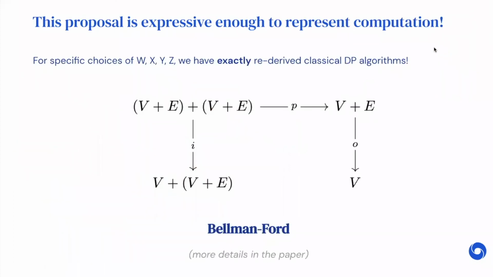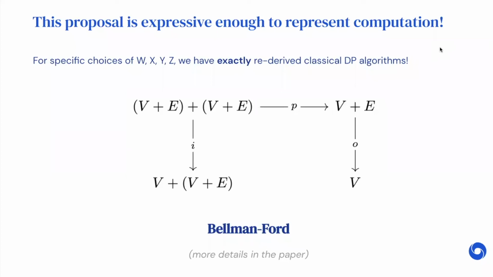And one thing that's important, I don't have enough time in this talk to go into detail on it, but this is a sufficiently expressive proposal to represent various kinds of computation. And for specific choices of these four sets, we have exactly re-derived algorithms like Bellman-Ford. I'll leave a link to the paper towards the end of the talk so you can look at the derivation in detail, but we've been able to extract exactly the Bellman-Ford equations from this diagram by choosing particular kinds of input spaces, message spaces, and so on.